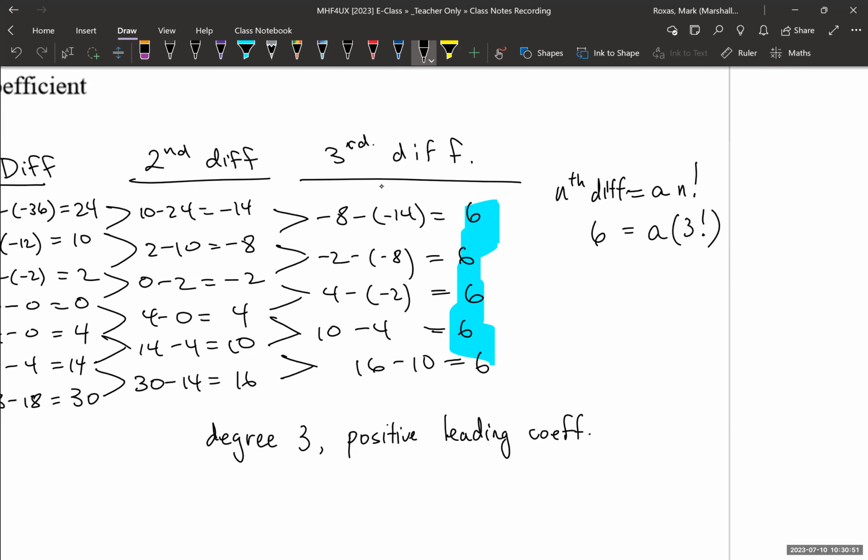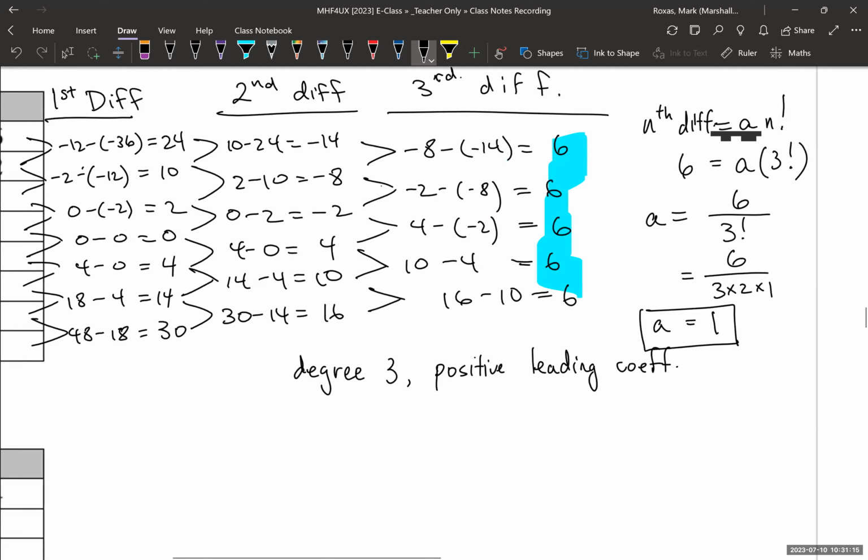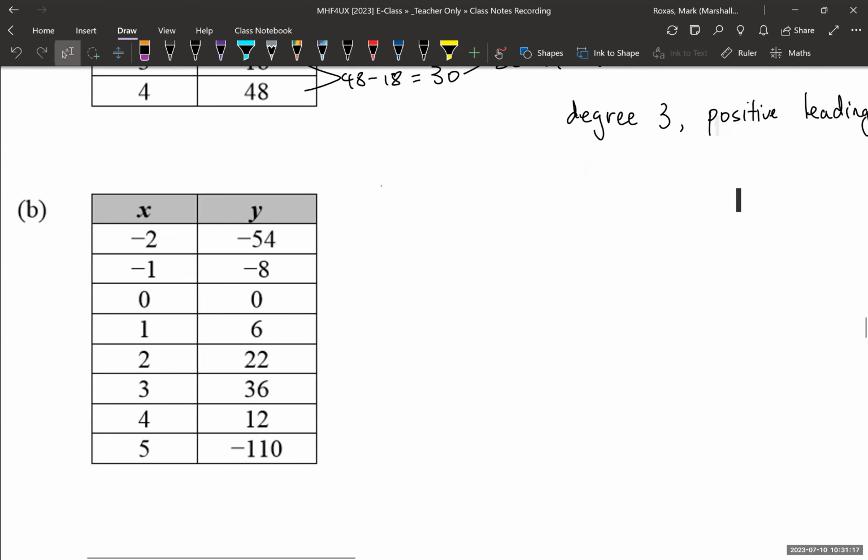Okay. And if I rearrange this for a, I can say here a is equal to 6 divided by 3 factorial, or 6 divided by 3 times 2 times 1. 3 times 2 times 1 is just 6. So 6 divided by 6 is just 1. So a equals 1. My leading coefficient is a positive 1. So that's how we can calculate that leading coefficient. Okay, let's look at another example.